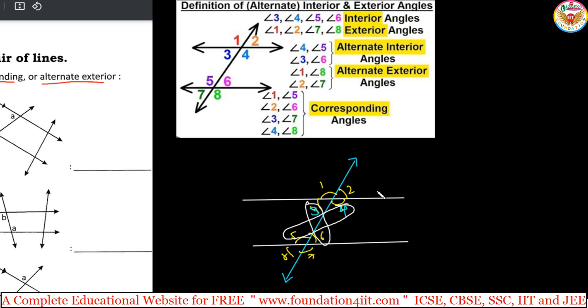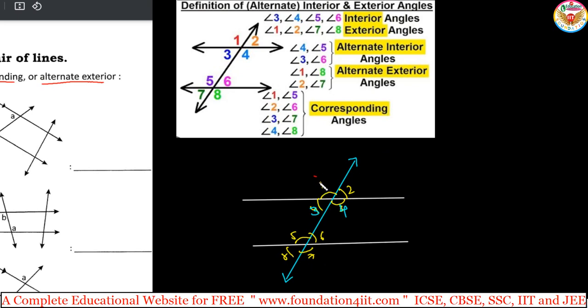Alternate interior angles are equal. Angle 4 is equal to angle 5, and angle 3 is equal to angle 6. These two angles are equal, and these two are the same. If angle 4 is 30 degrees, this must also be 30. If it is 70, this will also be 70. So alternate interior angles are equal, and alternate exterior next.